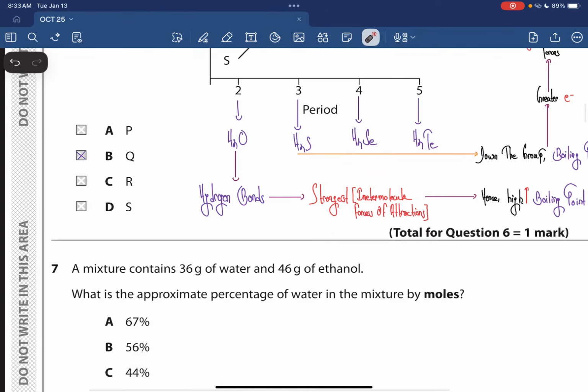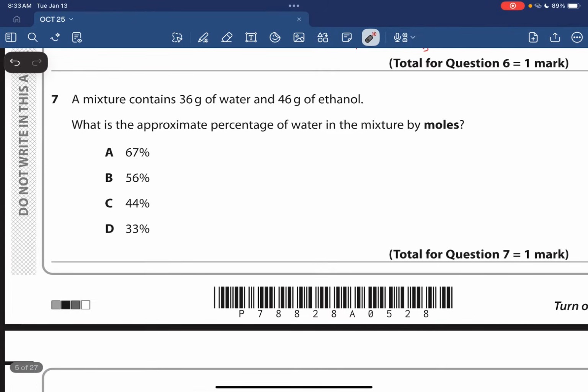Moving on to question number 7. A mixture contains 36 gram of water and 46 gram of ethanol. What is the approximate percentage of water in the mixture by moles? Okay. So first of all, they're basically trying to say to figure out the percentage of water by moles. So first of all, what you have to do is figure out the moles, right? You have to figure out the percentage of water by moles.